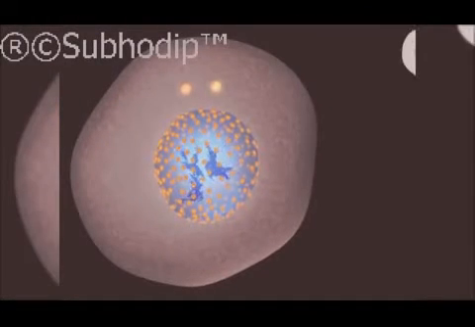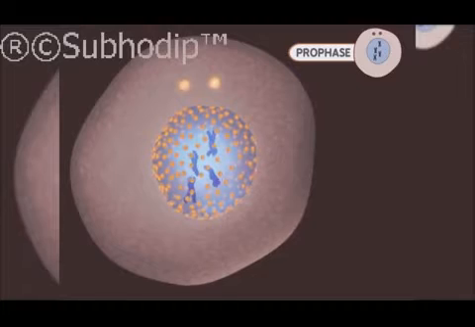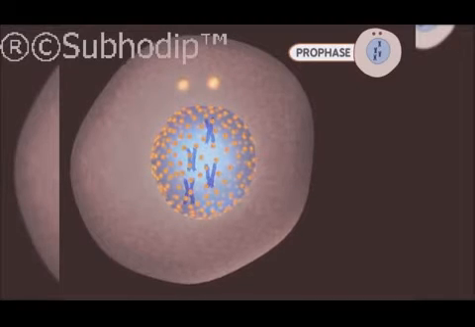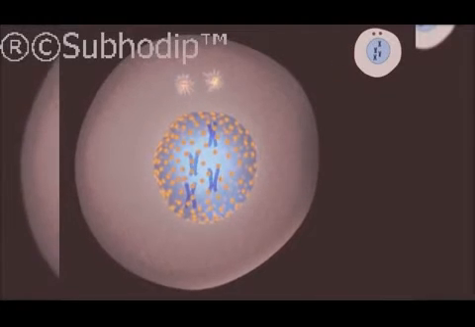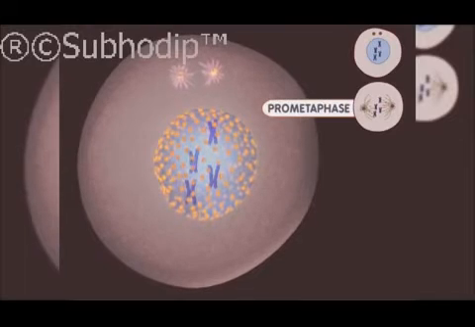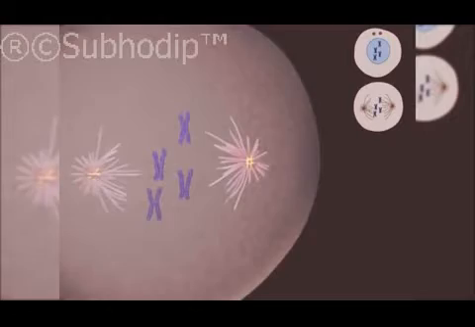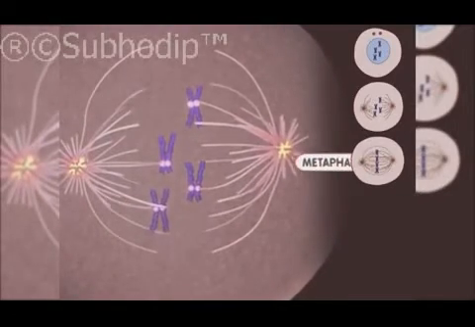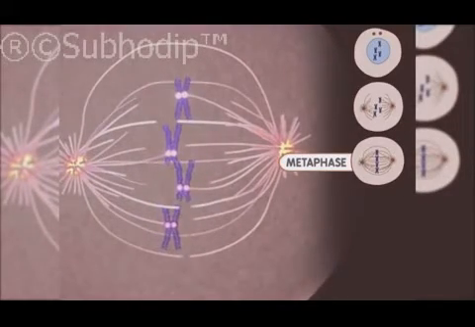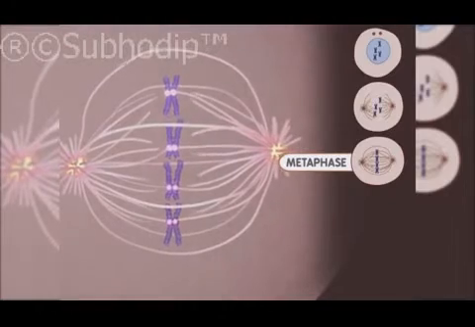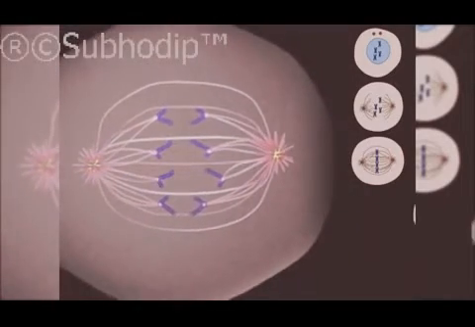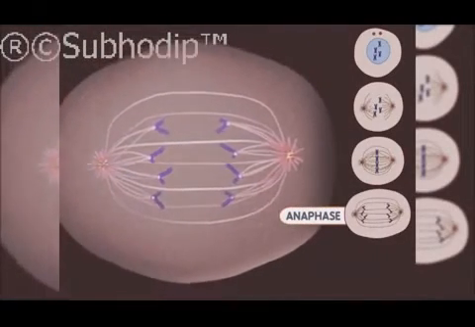Mitosis begins with prophase. Notice the DNA condensing into chromosomes during this stage. Microtubules appear during prometaphase, and the nuclear membrane breaks down. Metaphase occurs when the chromosomes are aligned at the center of the cell. During anaphase, the chromosomes are moving apart.